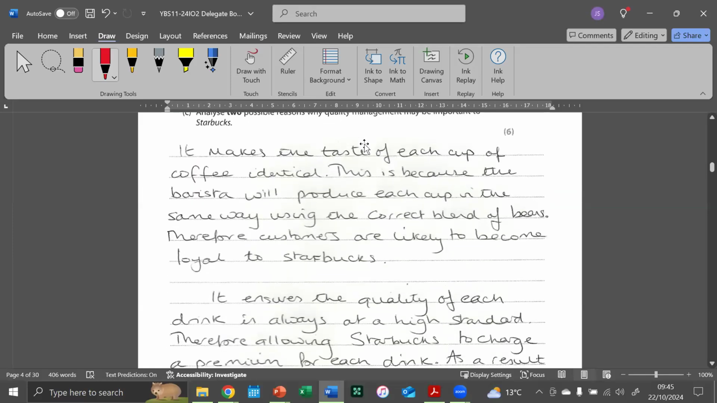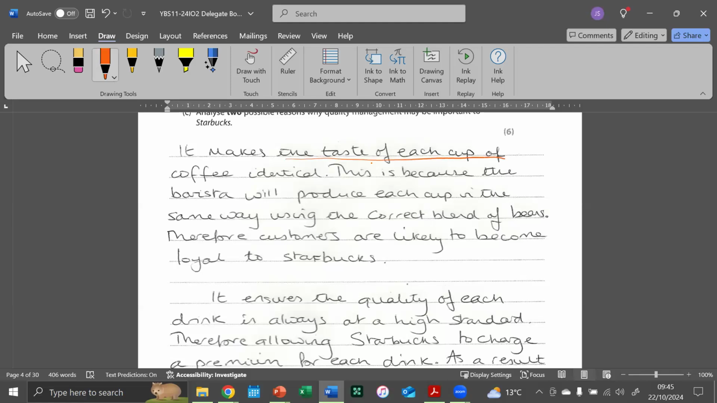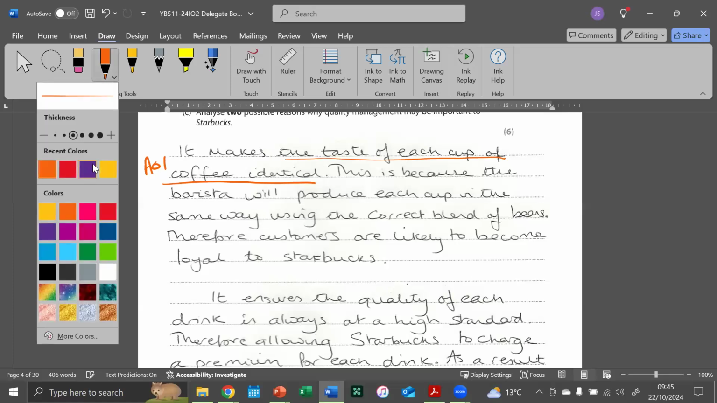Now let's have a look at this one as a contrast. I'm going to go back to my orange. It makes the taste of each cup of coffee identical. That's a piece of knowledge. It could also count as a piece of application if I wanted to, because it's got cup of coffee. Quality management, does it make the taste of each cup of coffee identical? Yes, it does. So I'm going to count that as AO1, but if I needed to, I could count that as AO2. Change color. Purple, which is what I use for AO2.